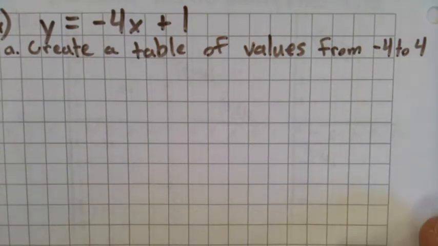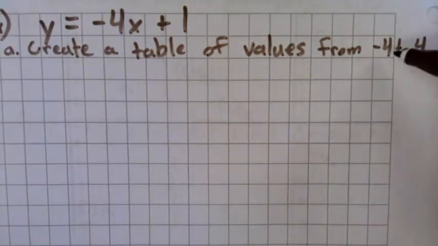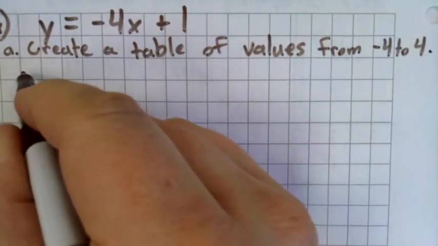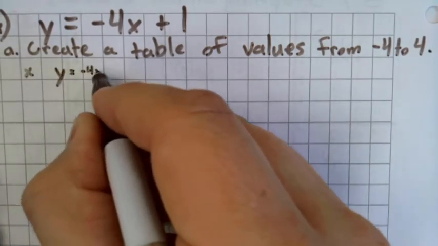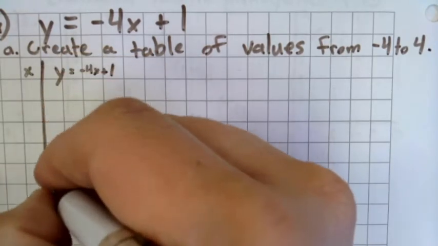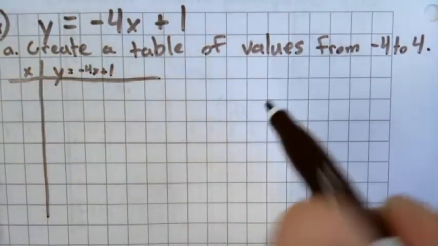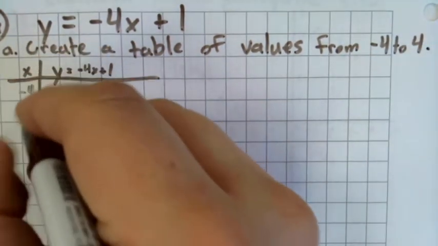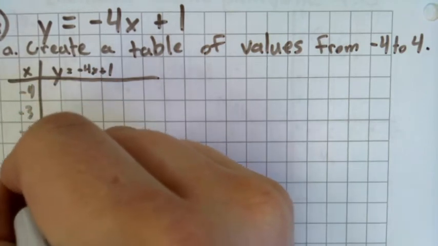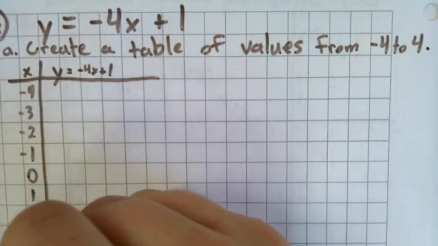I'll give some guidelines for the assignment when it doesn't specify after. Sometimes you will do 0 to 5, and other times you'll do -3 to +3. It kind of depends on the context of the question. But this one, it's specifying. So we're going to do from -4 to 4. So for a table of values, you grab x, you make y, which we know y is equal to -4x plus 1, and we draw a line across, and where x is going to be -4. What's the next one? -3, -2, -1, 0, 1, 2, 3, 4.